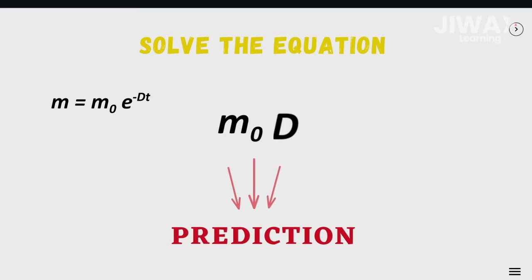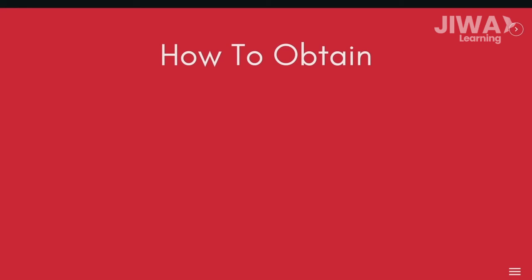We will estimate the values of m0 and d so that the error between this equation and the normalized data is minimum. After that, we can make a prediction of the future injection mass flow rate. Here are the few steps to obtain both the m0 and d values.